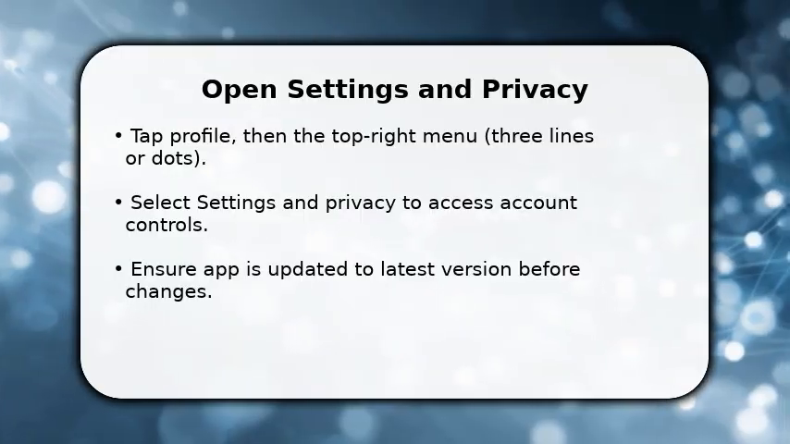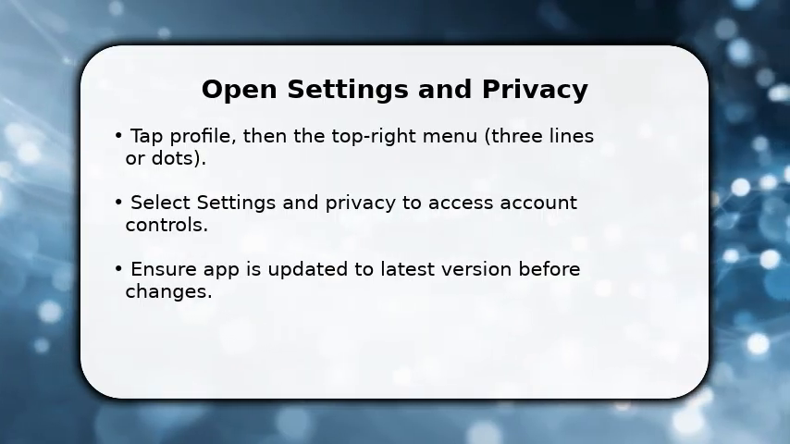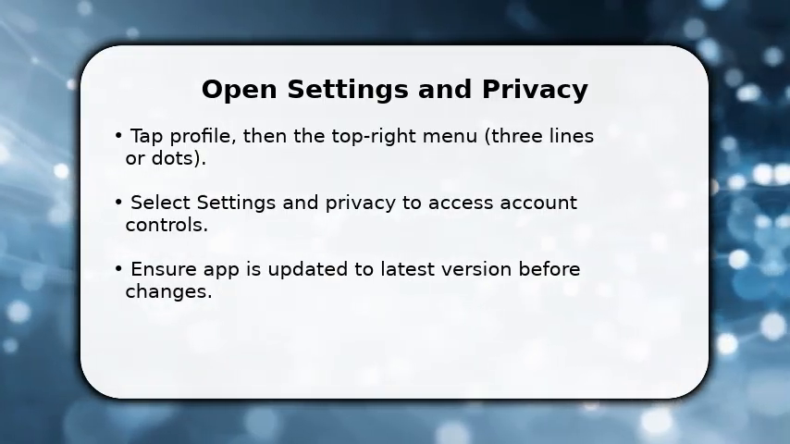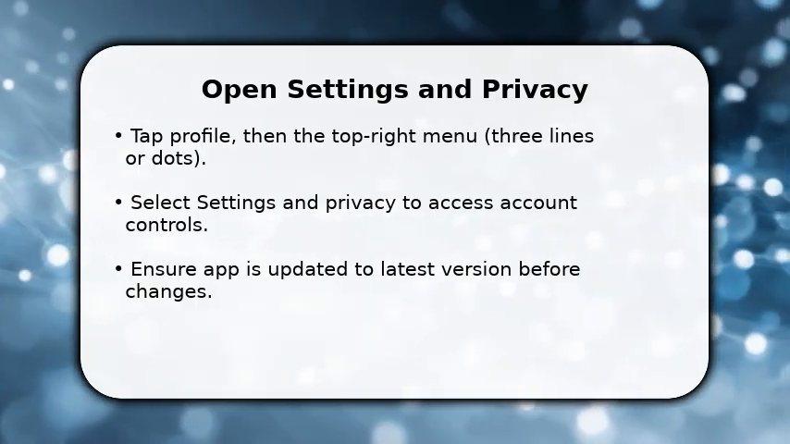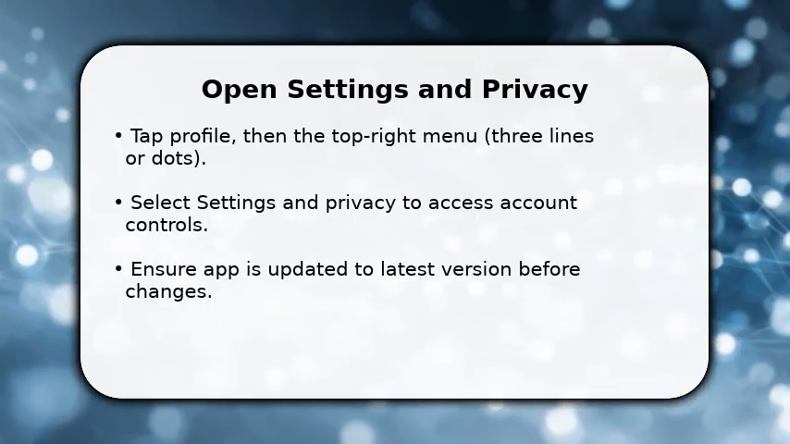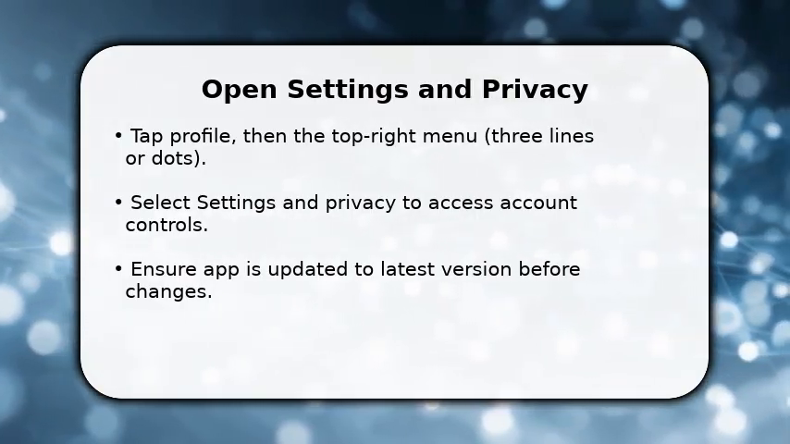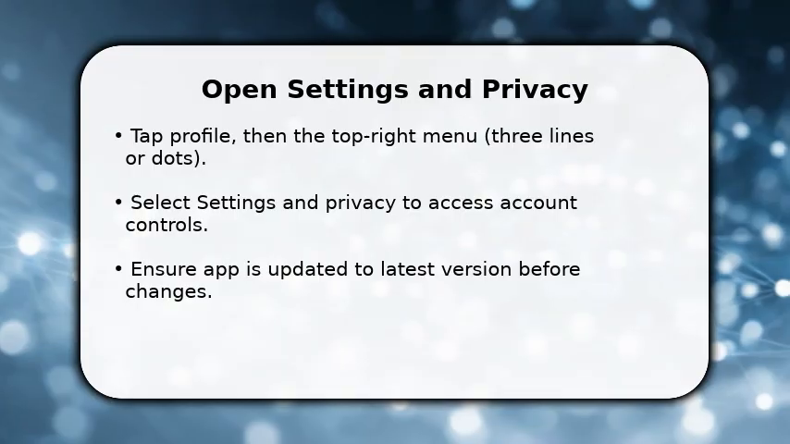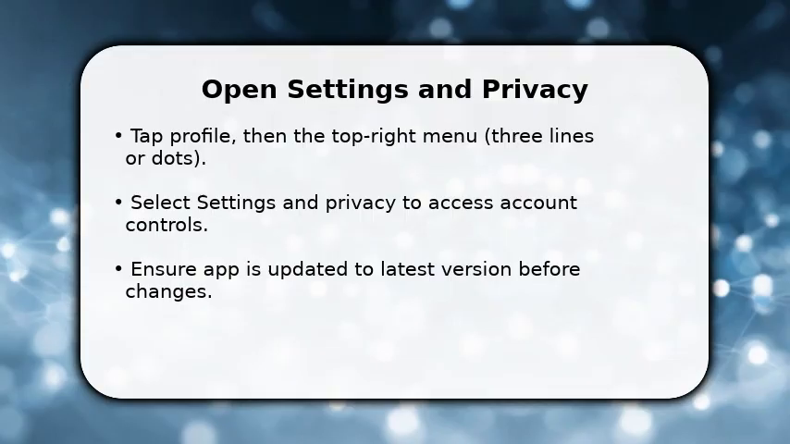You start inside TikTok, so tap your profile, then the top right menu to reach Settings and Privacy. Once there, you navigate to Account and Privacy to find content controls. This step matters because outdated apps hide options. Make sure you are logged into the correct account, especially if you manage multiple profiles. From this location, you'll access both Watch Preferences and Restricted Mode.